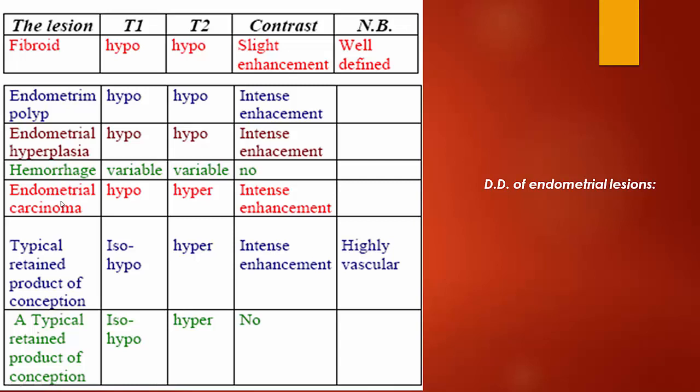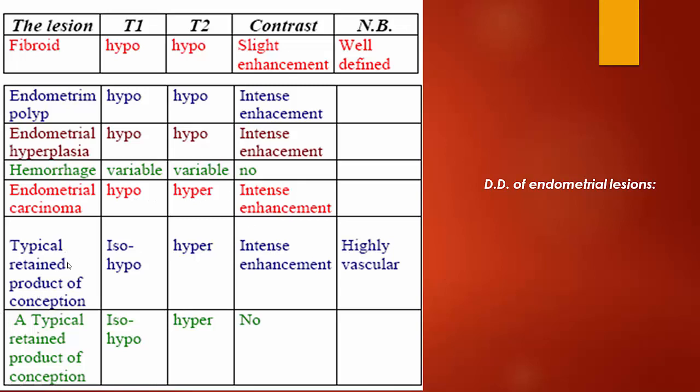Endometrial carcinoma hemorrhage in the endometrial cavity, like hematometria, shows no contrast enhancement. Endometrial carcinoma is hypo in T1, hyper signal in T2, and shows intense enhancement.